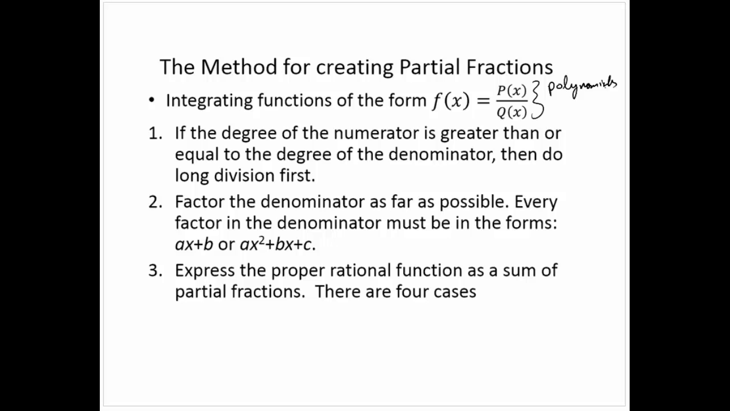We want to get the denominator in terms of factors of the form ax plus b or ax squared plus bx plus c that cannot be factored any further. Finally, we're going to express the proper rational function as a sum of partial fractions. Now it gets broken down even further. There are several different cases that we have to consider.